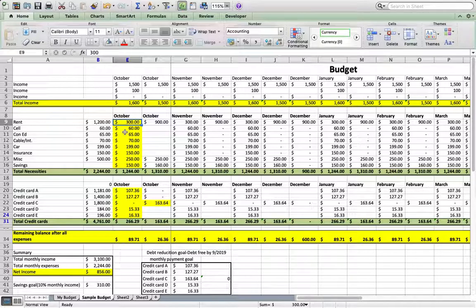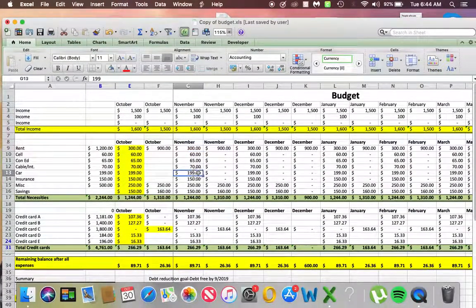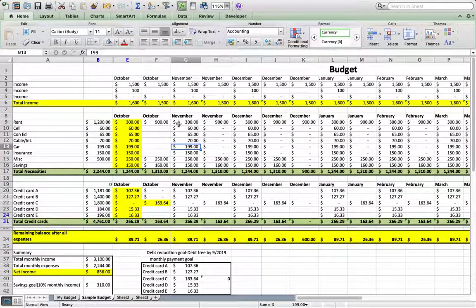Now, when it comes to the rent, although this is in October, this rent is for November and so forth. In November, what is wrong with this? Oh Lord. No, right. November's rent is for December and so forth.